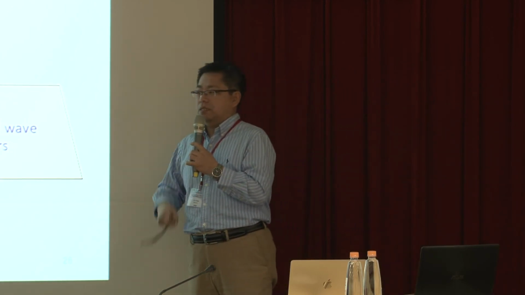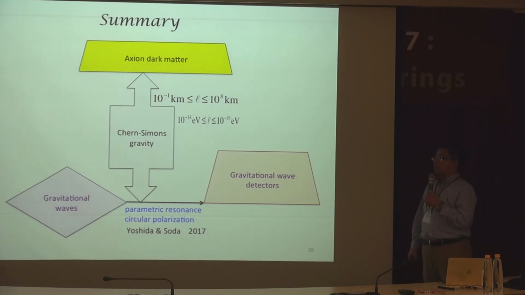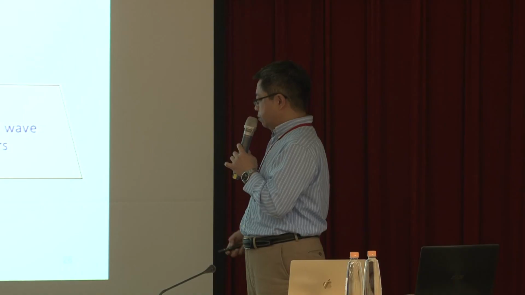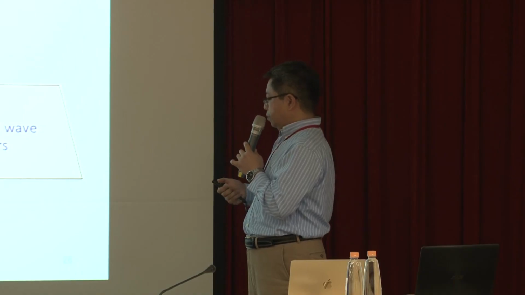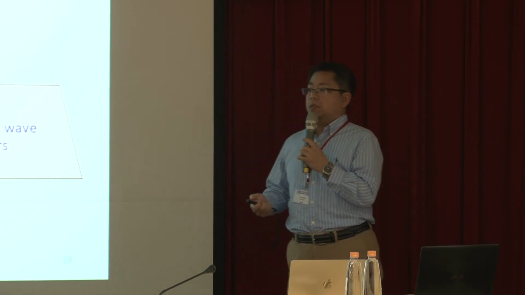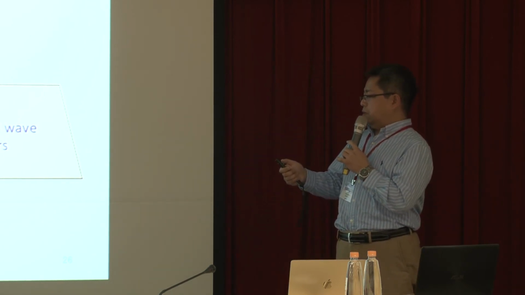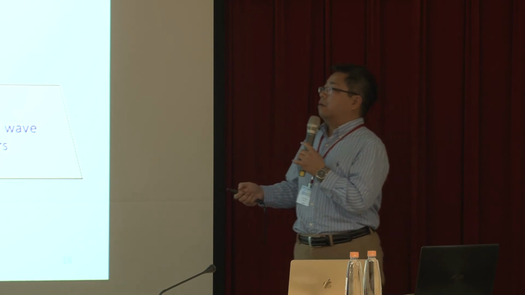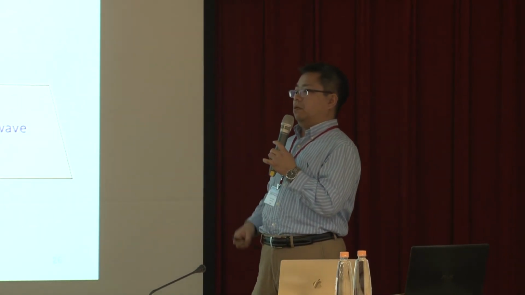Do we have constraints from observation on that parity violating coupling from other observations? I don't think so. The only constraint available now is from Gravity Probe B.